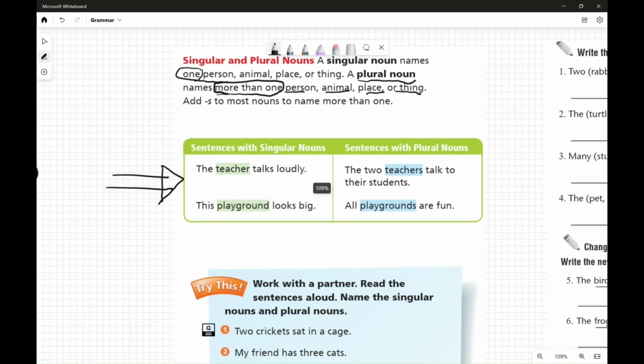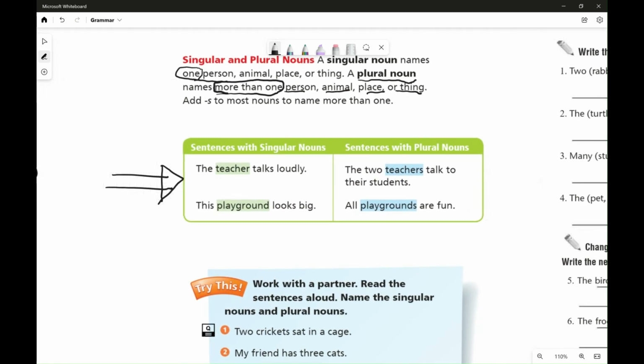So, the teacher talks loudly. Who talks loudly? The teacher. How many teachers? One. The two teachers talk to their students. Who talks to their students? The teachers. How many teachers? Two. So it's a plural noun.